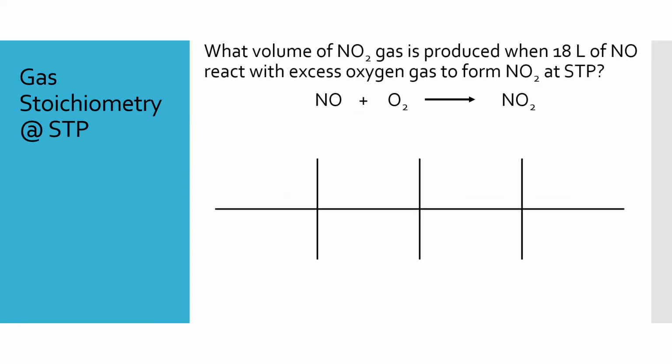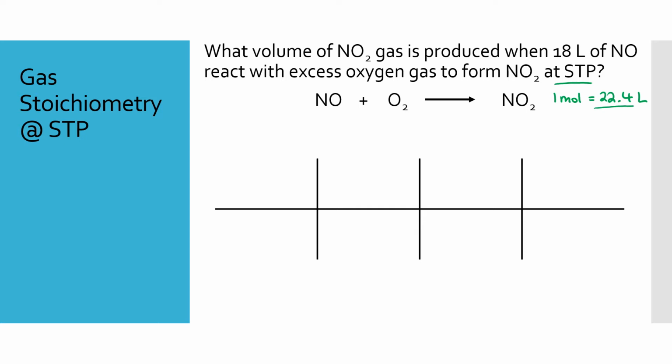Okay, we have our first problem. What volume of nitrogen dioxide gas is produced when 18 liters of nitrogen monoxide react with excess oxygen gas to form nitrogen dioxide at STP? We see that we are in STP, so I can relate 1 mole is equal to 22.4 liters. So anytime I see liters, I can plug 22.4 into it.